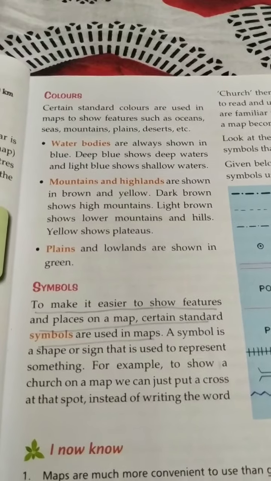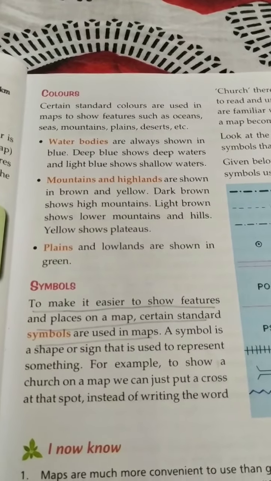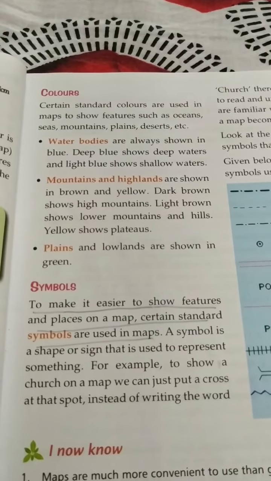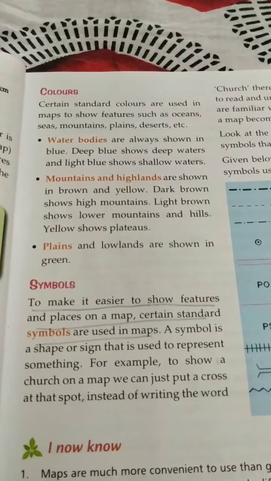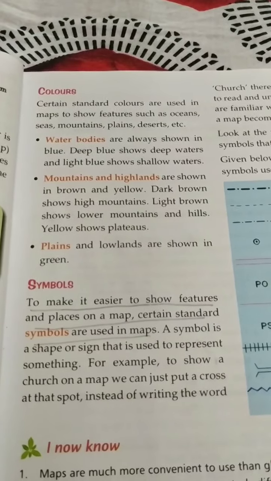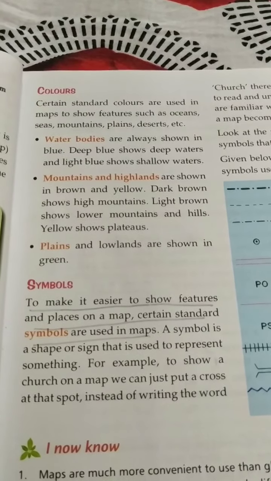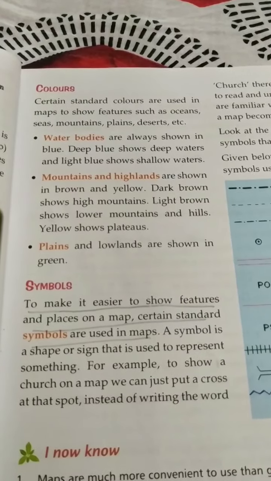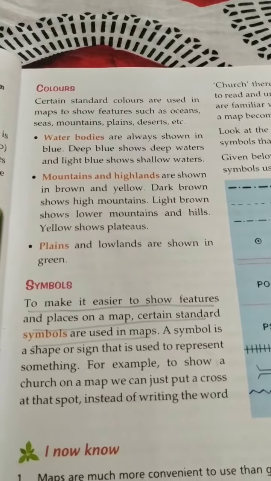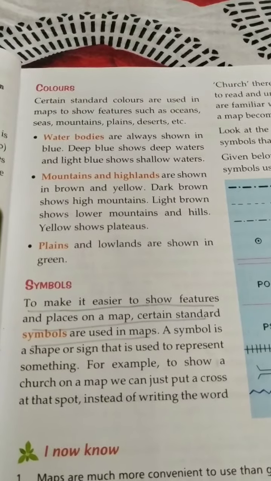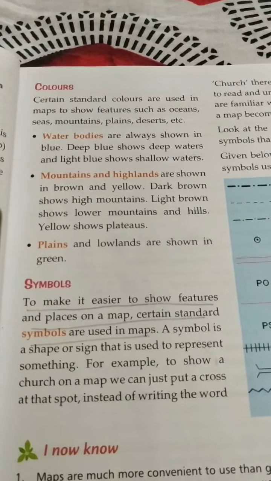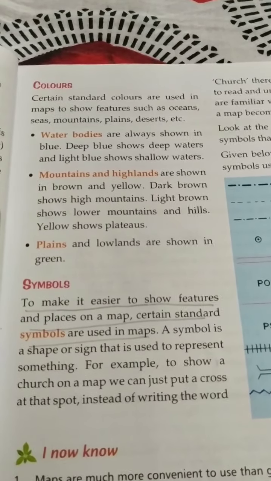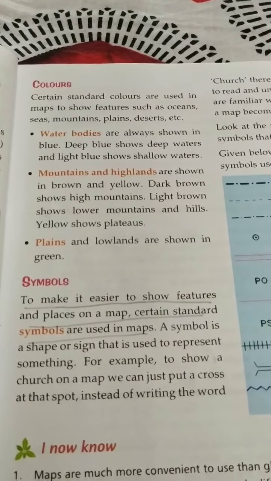So these are the different colors used in the map to show different features. Again I am saying: deep blue, deep water; light blue, shallow water; dark brown, high mountain; light brown, lower mountain and hills; yellow, plateau; and plains and lowlands are in green.